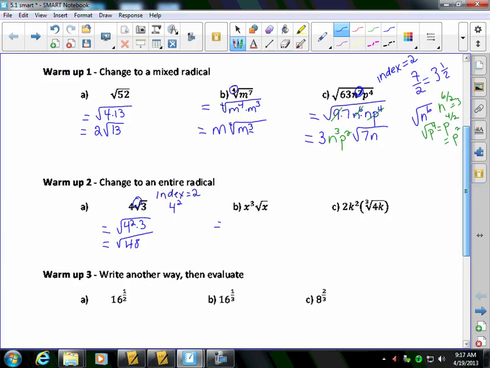So B, we have x cubed times the square root of x. So my index is a 2. So that means to move it back in, I have to put it back in here, I'm going to have to square it. So this becomes x cubed squared, so times 2, and then times an x. So I have x to the 6 times x, so square root of x to the 7. Well, you add your exponents.